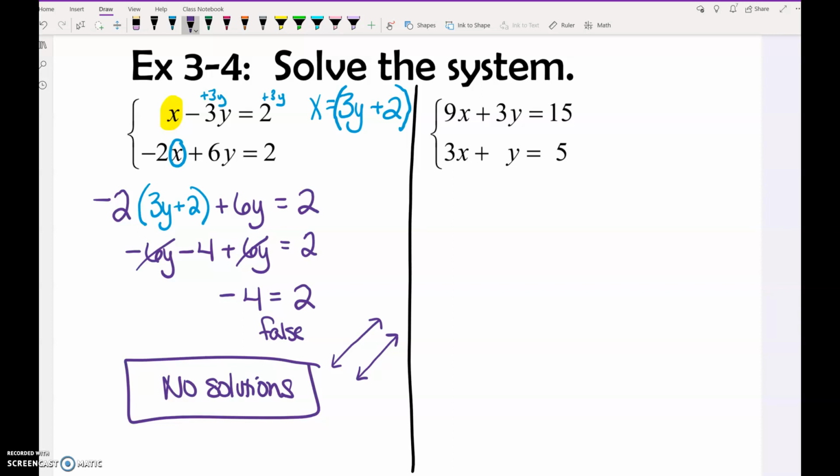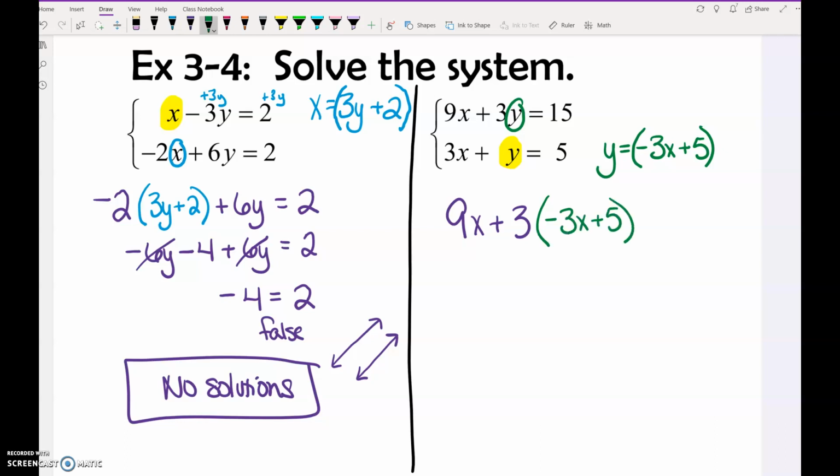The next one, which letter looks the easiest to get by itself in one step? Y. So we subtract, we get y equals -3x plus 5. And I always try to put parentheses around that. So the y in the other equation is where we're going to stick that -3x plus 5. So 9x plus 3, instead of the y, we put in -3x plus 5, and then continue with equals 15.